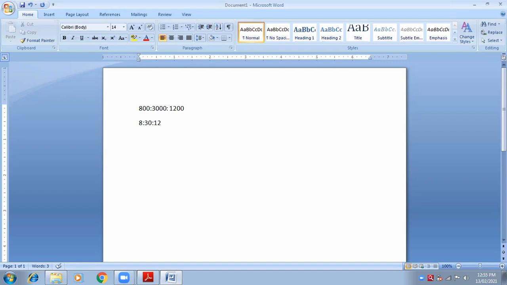Can you cut this down shorter? Divide by 2. So 2 fours are 8. 2 15s are 30. 2 sixes are 12. So now the next step is, can we do it further?